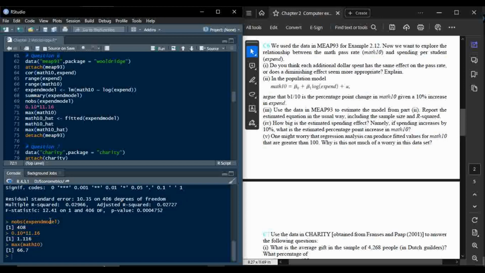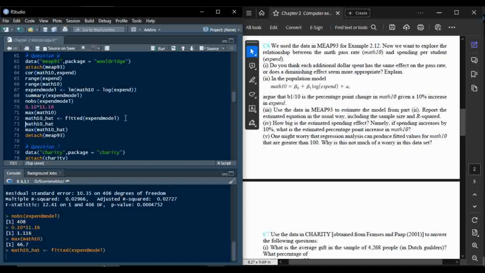The maximum value in the math 10 column of the dataset is 66.7. Now let's calculate the estimated values. We can create a new variable by the name of math10_hat and use the assignment operator. Use the function fitted, and in the brackets put the name of our model, expand model. It will assign the fitted values of this model into this math10_hat column.